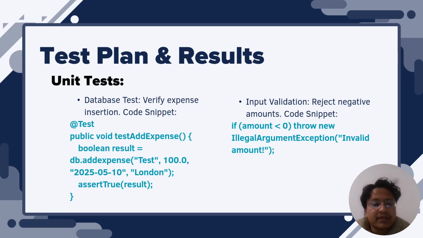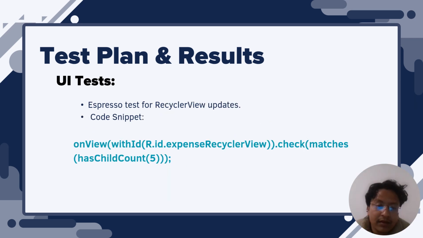Test plan and results. Unit tests: database insertion test and input validation. We tested Personal Expense Tracker rigorously. Unit tests like this one ensure an expense is saved correctly, even in edge cases. UI test: Espresso tests for the RecyclerView update.